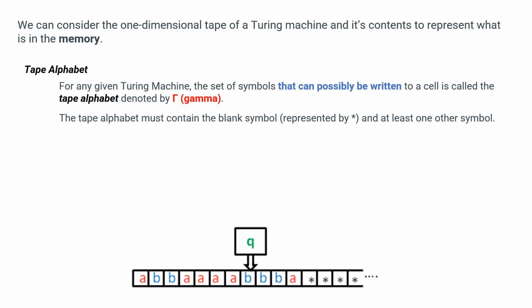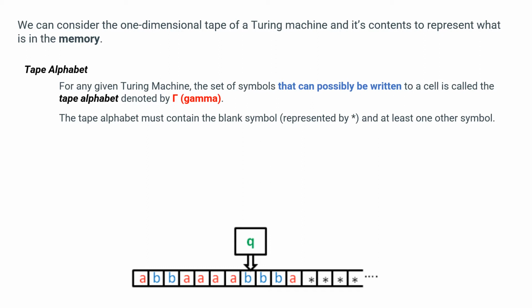There's a couple of different alphabets that we'll talk about next. There's something called a tape alphabet. Basically, a tape alphabet for a given Turing machine is just the set of symbols that can possibly be written to a cell. We'll call that gamma for the tape alphabet. So it doesn't mean what's there now, it's just what possibilities there are to write for that particular Turing machine.